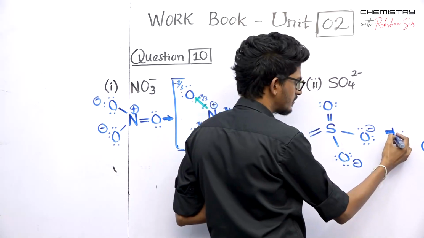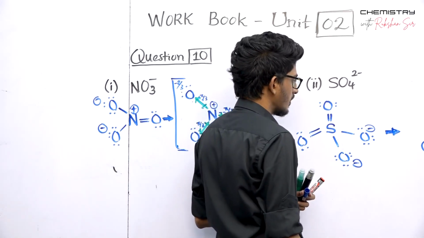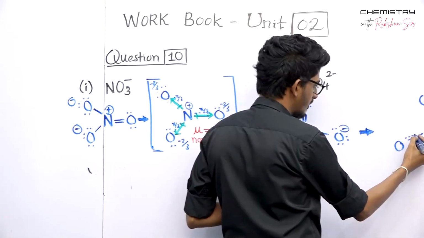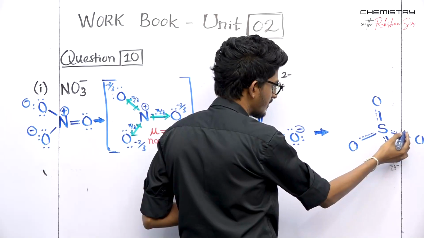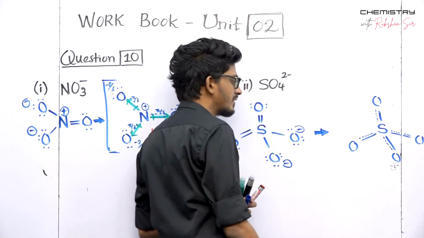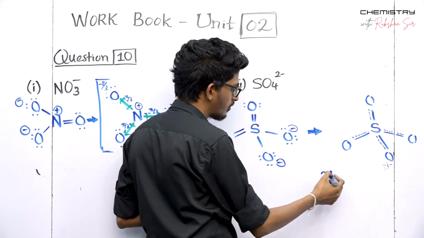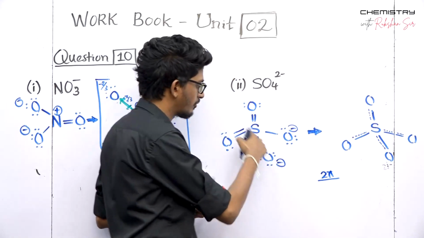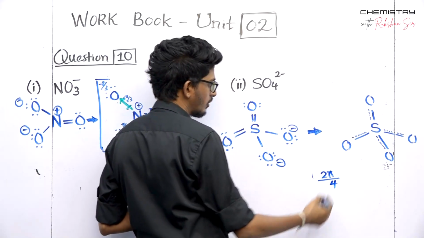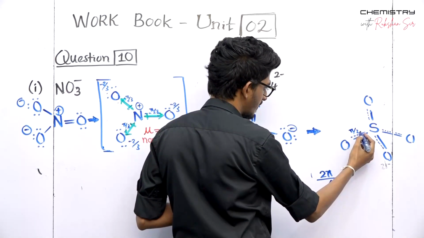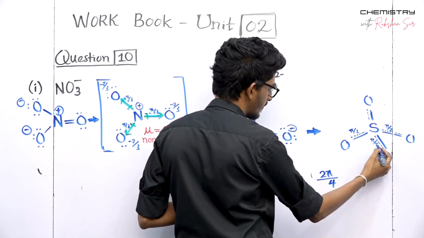For the sulfate, no? So 2 pi bonds are delocalizing on 4 places. So one place gets 2 pi over 4. 2 pi bonds are delocalizing on 4 places, right? So the pi bond order is 2 over 4, that means 1 over 2. It's not the complete bond order, but the pi bond order is 1 over 2.